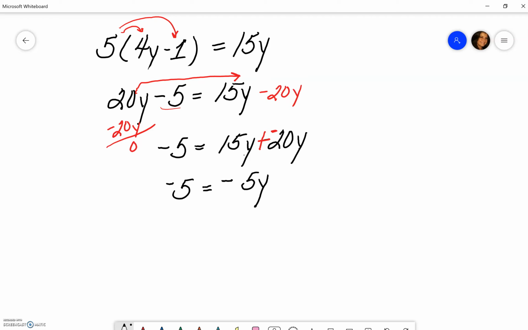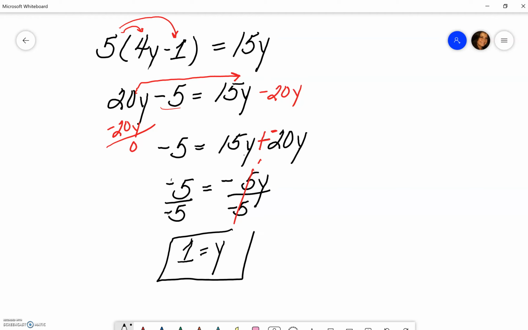All right, now to get that -5 off that y, we divide by -5, remember, because that will reduce down to 1. And what you do to one side, you do to the other. So our final answer, and remember, when the signs are the same, you end up with a positive answer. So that's our final answer right there.